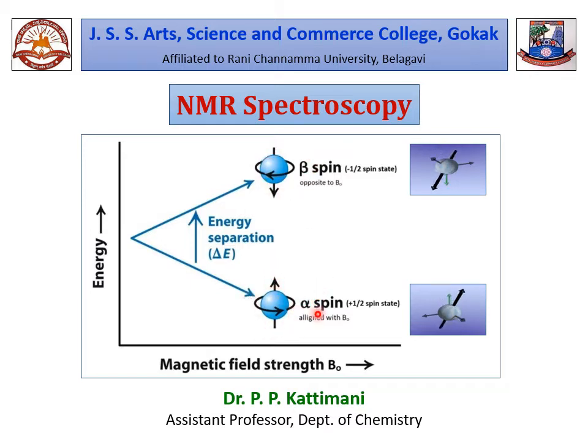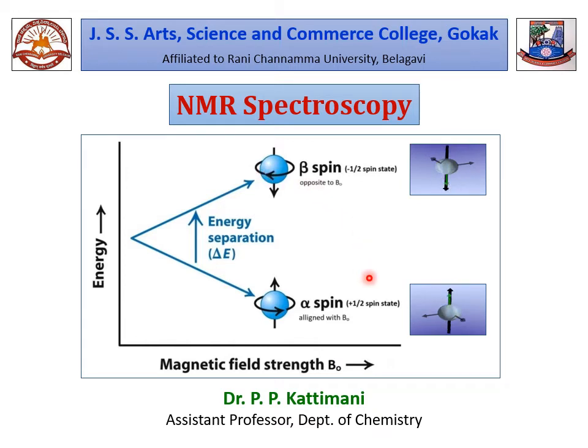Number one is the plus half spin state, also referred to as the alpha spin state, which is of lower energy. And the other is the minus half spin state, referred to as the beta spin state, which is of higher energy. The magnetic moment of the alpha spin state is aligned with the external magnetic field, whereas the magnetic moment of the beta spin state is opposite to the external magnetic field.